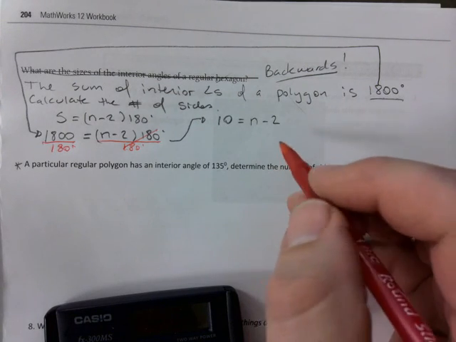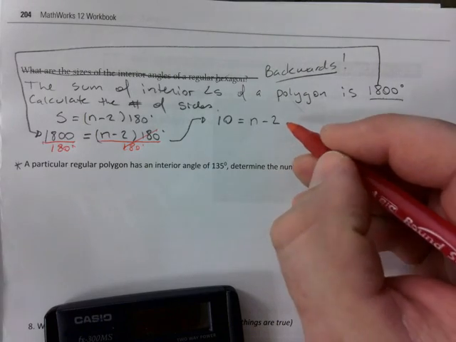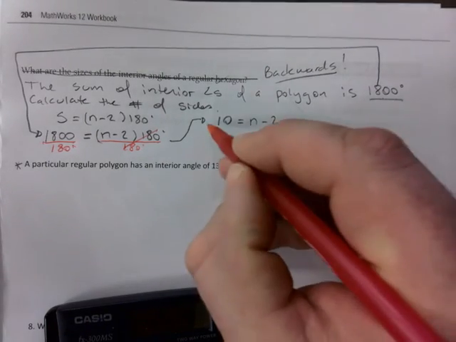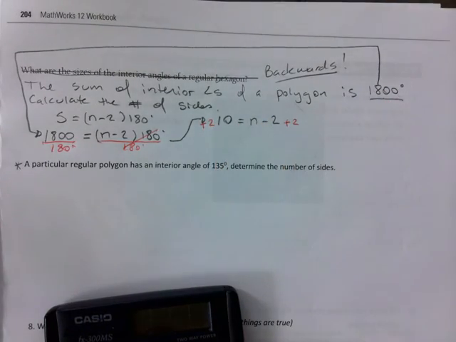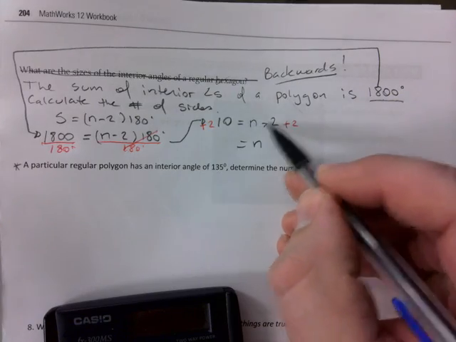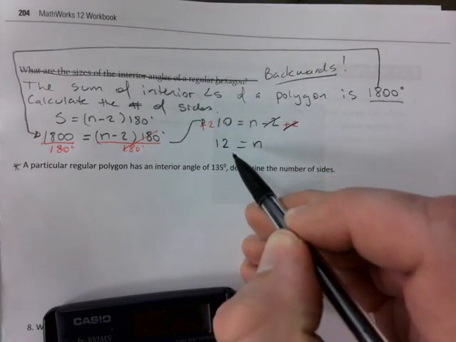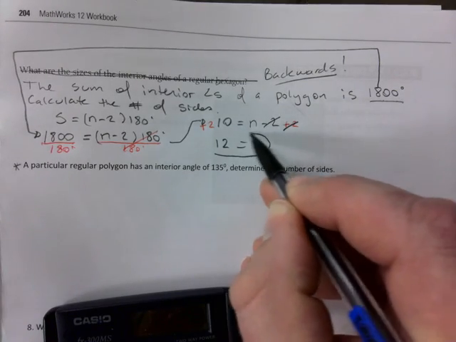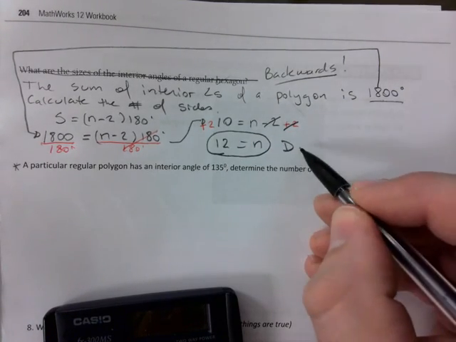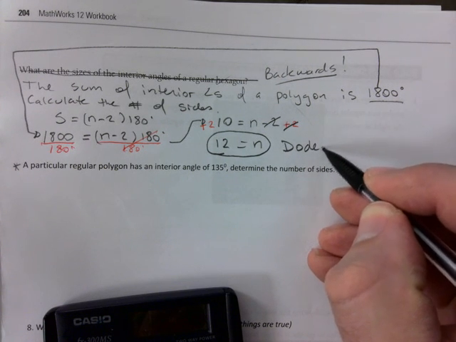I don't know how you were taught in the previous years, but I'm going to go plus 2 here and plus 2 on the other side. I'm going to add 2 to both sides. So then it's n, right? Because these two cancel out. 10 plus 2, you can do this one. 12. Dodecagon.